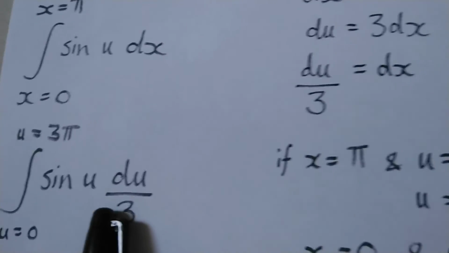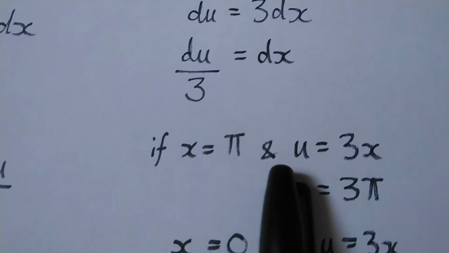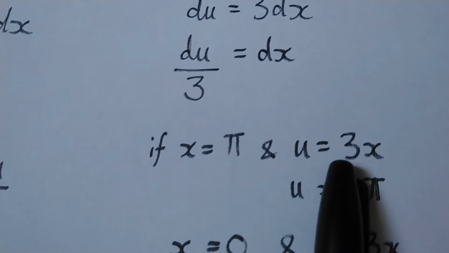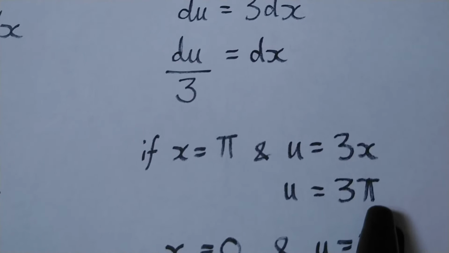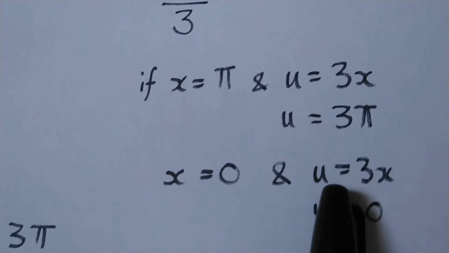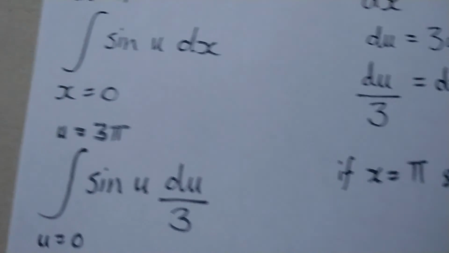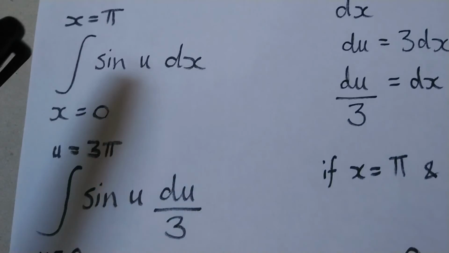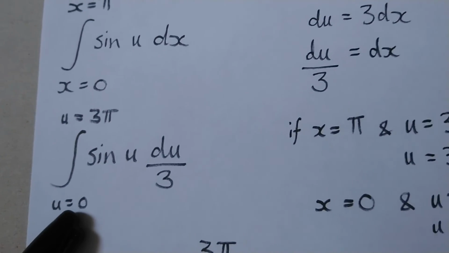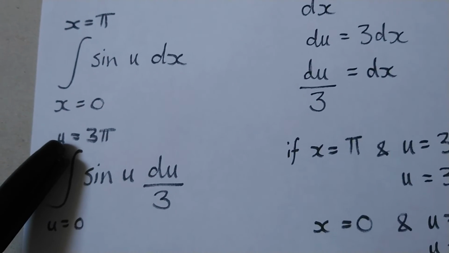So what I have to do is say, well, if x equals pi, and I already know that u equals 3x because we defined that earlier, then u must equal 3 pi. If x equals 0, u equals 3x, so u will simply equal 0. So what I've done now is I've changed my limits from x equals 0 to u equals 0, and from x equals pi to u equals 3 pi.